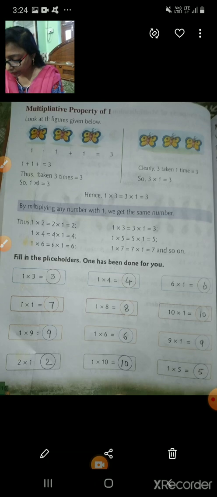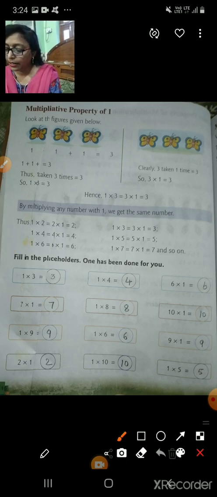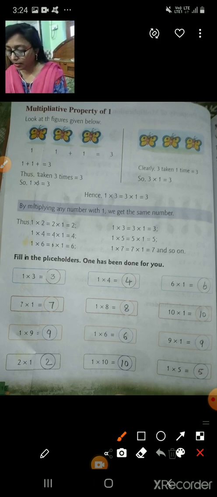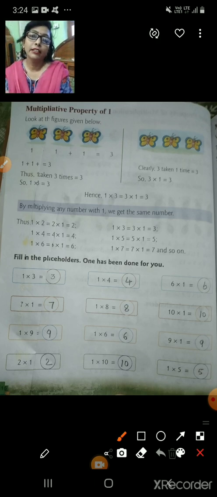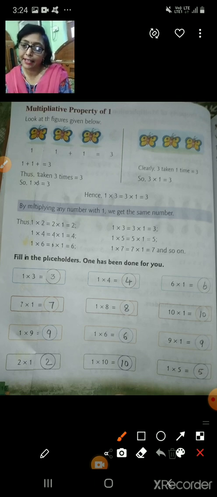Now on page number 116, fill in the placeholders. One has been done for you. It is the multiplicative property of 1. You can see that if we multiply 1 by any number, the answer will be that number by which we multiply.